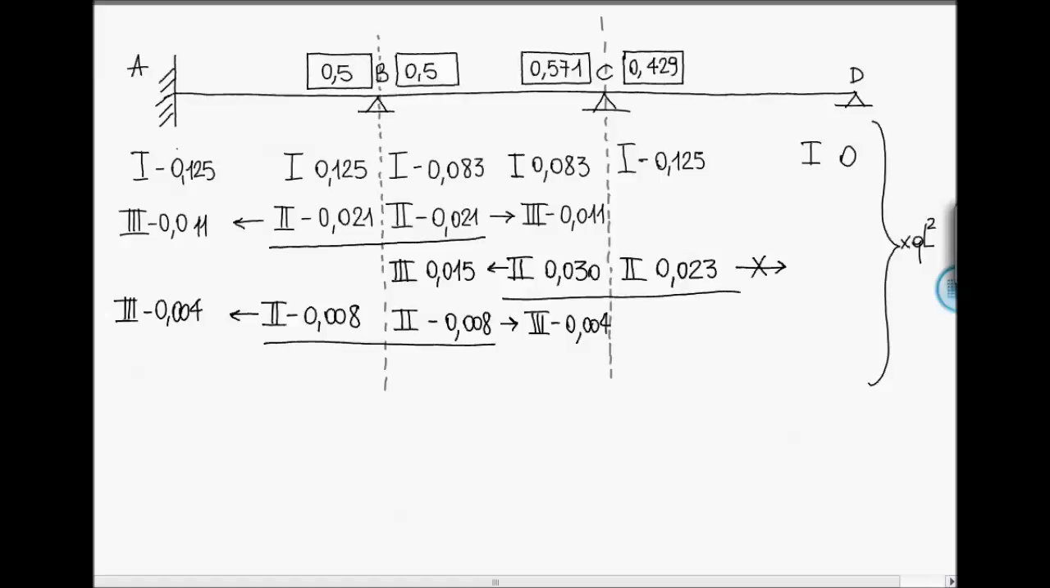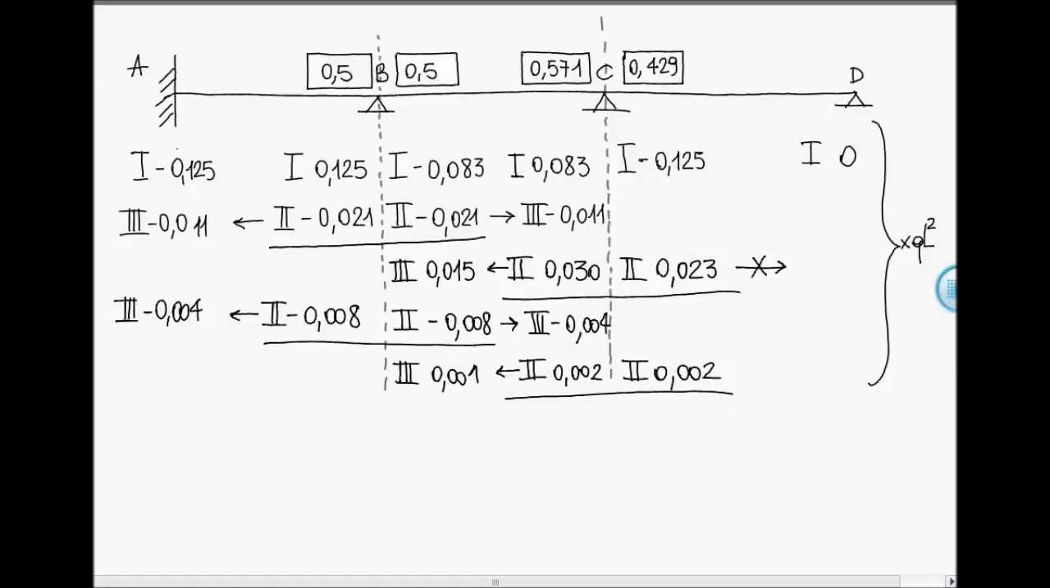We consider node C and we distribute the moment equal to minus 0.004 and we obtain second bending moments equal to 0.002 on both sides. We have a third moment on B on the right equal to 0.001. Now node C is balanced and we stop here since the carryover bending moments are sufficiently small to be neglected.